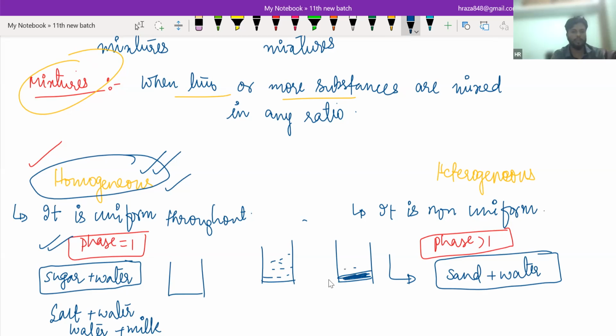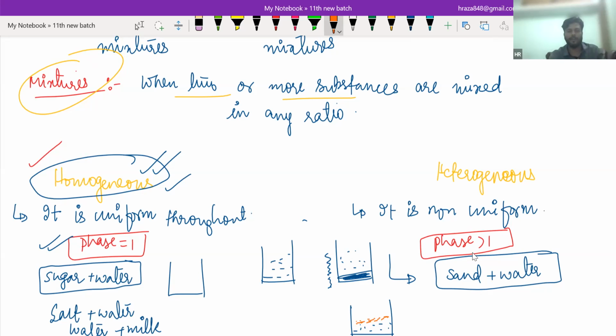So there are two phases, this one phase and this one phase. This is basically water. If you add mustard oil or petrol, the petrol will be above, on the surface of the water, because it has lesser density than water. So you can easily see two layers in the solution. So it will have two phases.